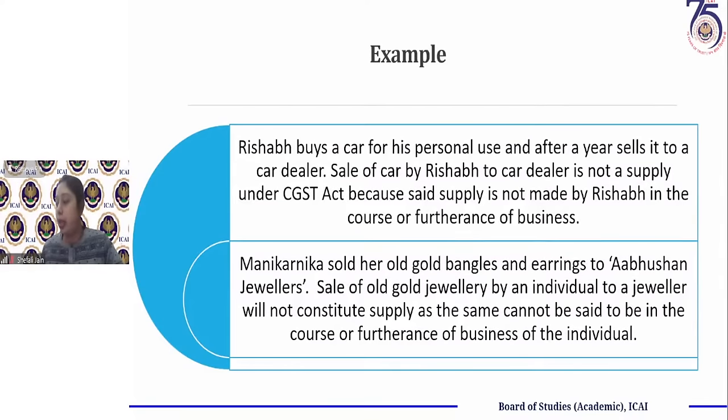So some people are of the view, or some experts are of the view, that even if an activity is conducted once, that can be considered as in course of furtherance of business. So even if Manikarnika is selling her gold bangles only once, that is not her routine or regular activity, still it can be termed as supply. But whatever is given here is the most accepted view. So that is what we have given, and you follow these examples in the way they have been given.